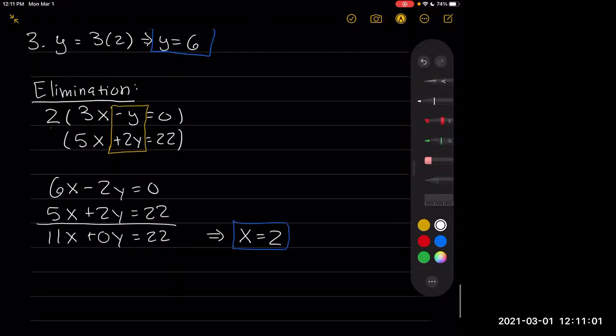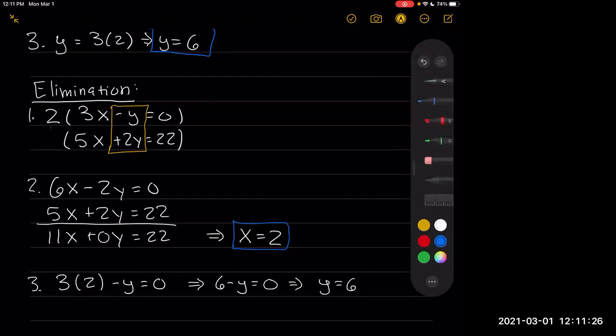And then back substituting, so this was step 1, this was step 2. Now back substituting, you can pick either equation to work with. I'm going to pick the first one. So we're going to have 3 times 2 minus y equals 0, which leads us to 6 minus y equals 0, which leads us to y equals 6, because we could have just added a y to each side to solve for it.